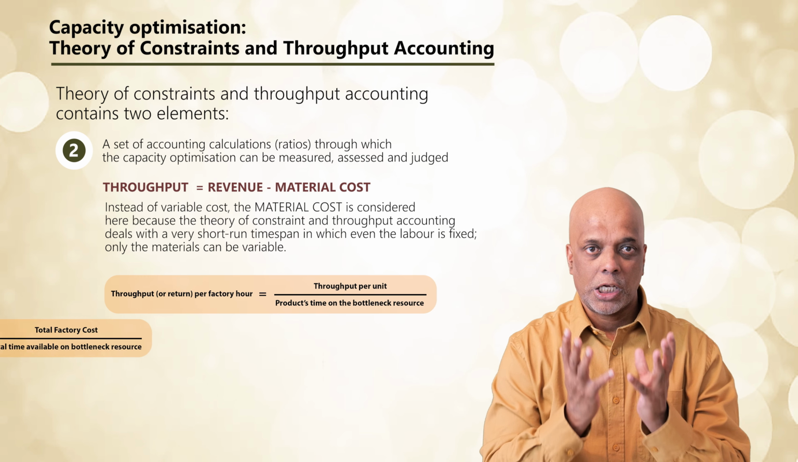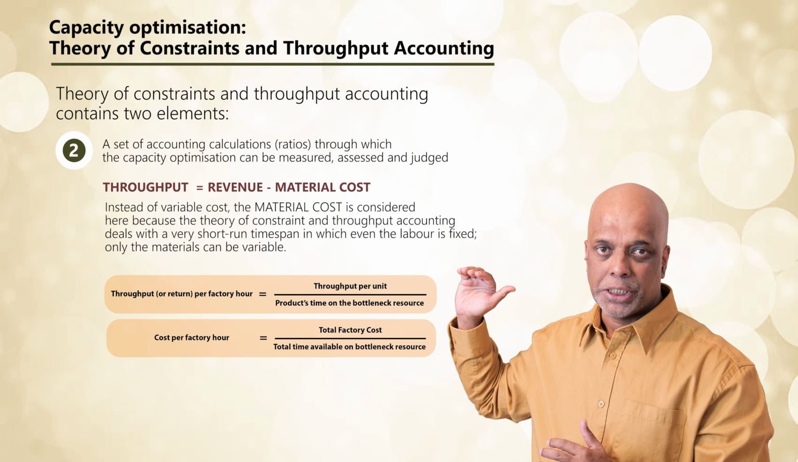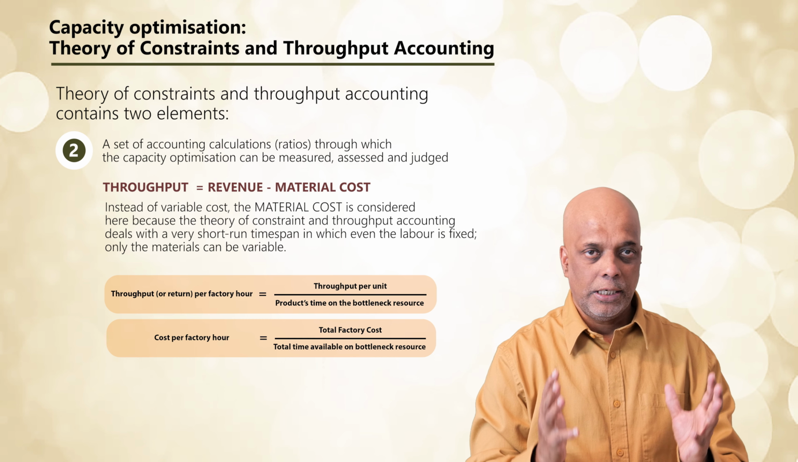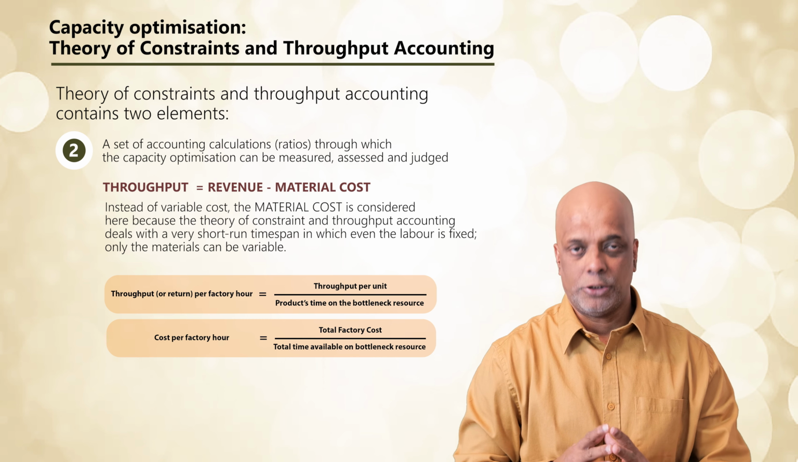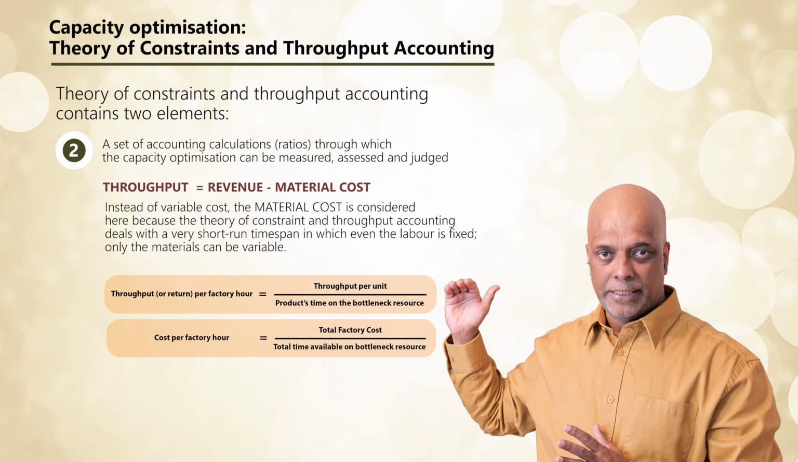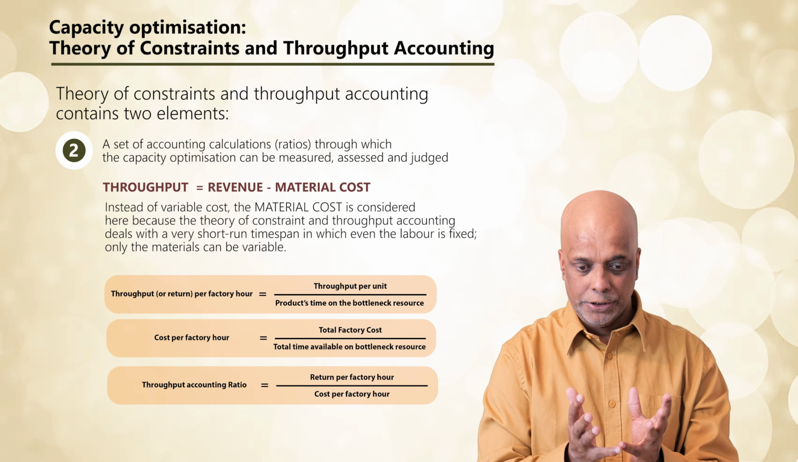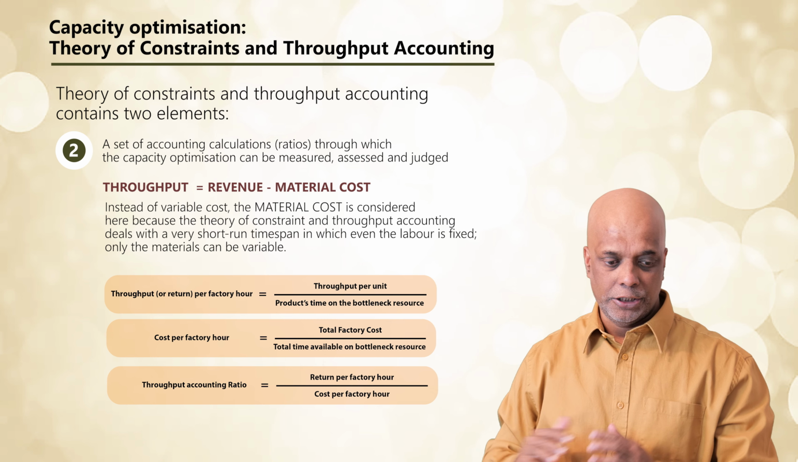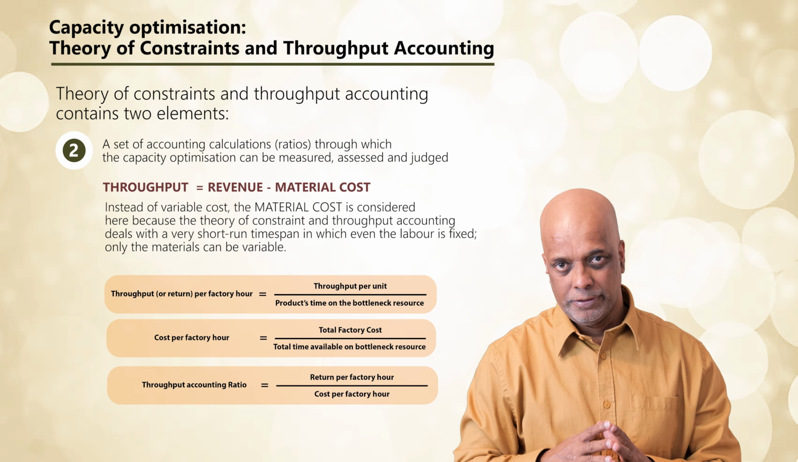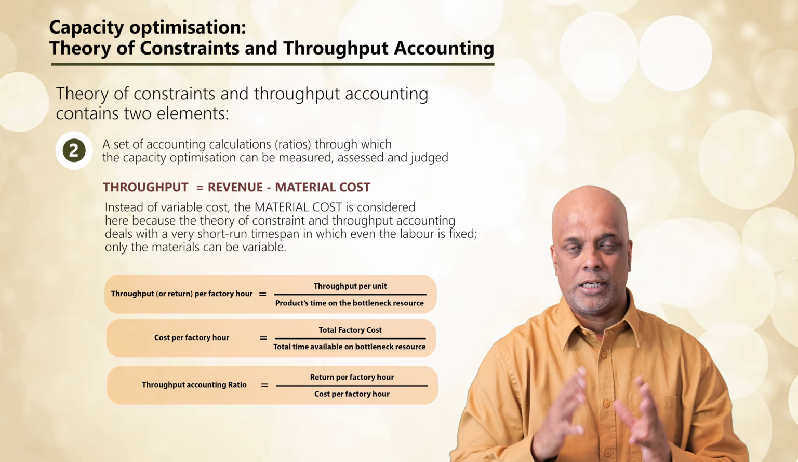And the second ratio is called cost per factory hour. For that you use the formula of total factory cost divided by total time available on the bottleneck resources. So that's the second ratio. And then the third ratio is basically an aggregation, a combination of the first 2 ratios. You divide the first ratio by the second ratio to get the third ratio, which we call the throughput accounting ratio. So those are the 3 key ratios that we use in throughput accounting.